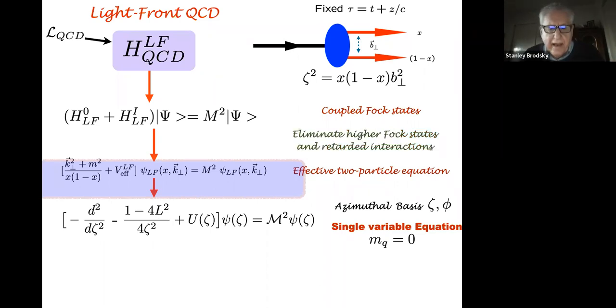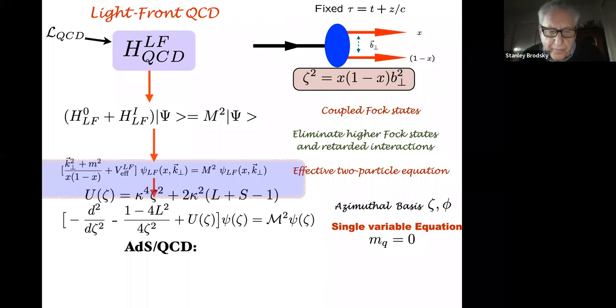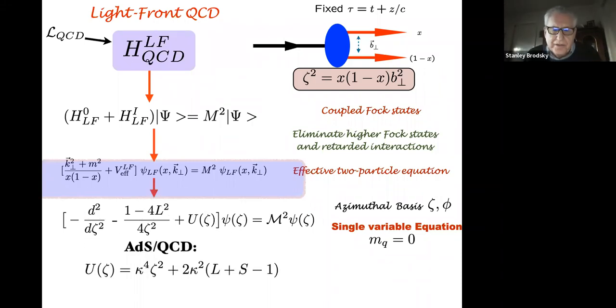So now, what about U of zeta? Well, in principle, it connects all the different Fock states. However, you can imagine, in fact, what you do in atomic physics, you eliminate the higher Fock states and retarded interactions to get an effective two-body interaction for, say, the meson. And then you use an azimuthal basis where zeta is the radial variable and phi is the conjugate variable, and then you can write down this equation, including all the orbital excitations and so on. It's rather very simple.